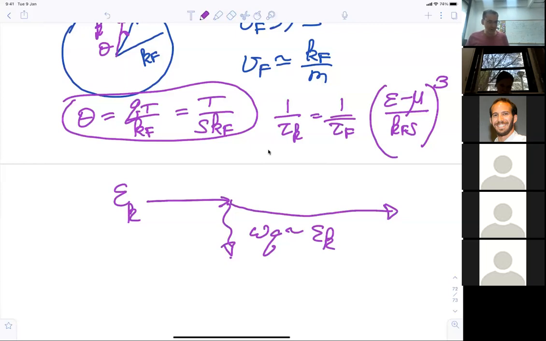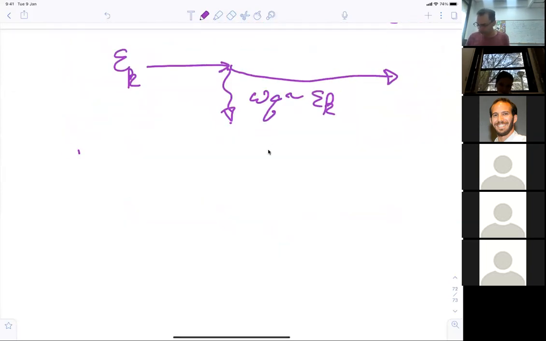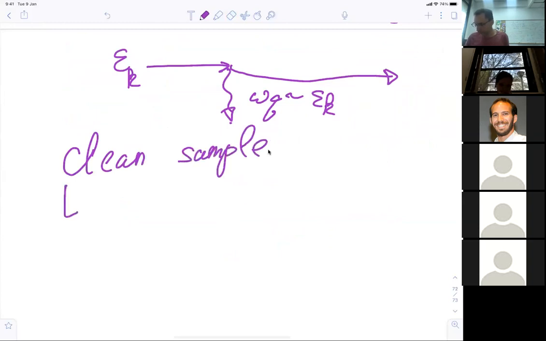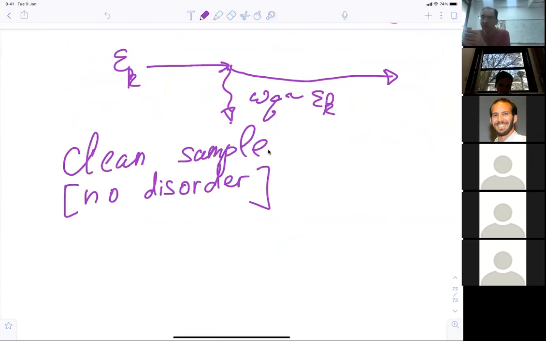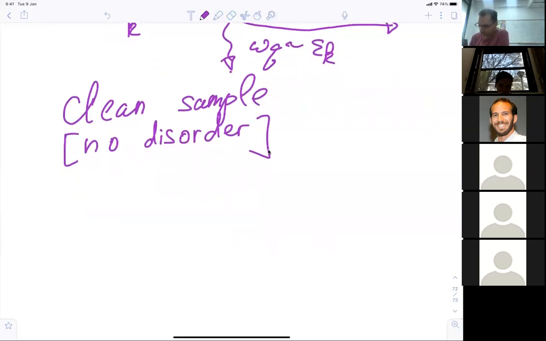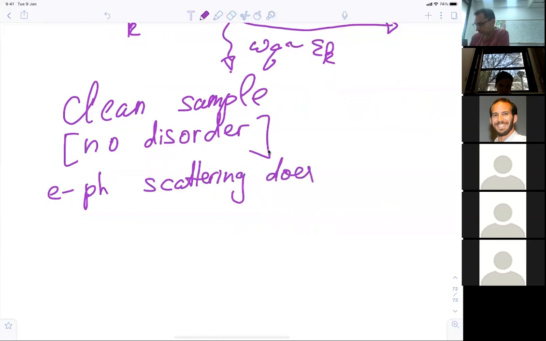Yes. So, and then you may ask the following question. Imagine that you have a clean sample, so it means no disorder. Just imagine for a second there's no static disorder. And then you are interested in, in other words, what is the contribution of electron phonon scattering to electric resistivity.